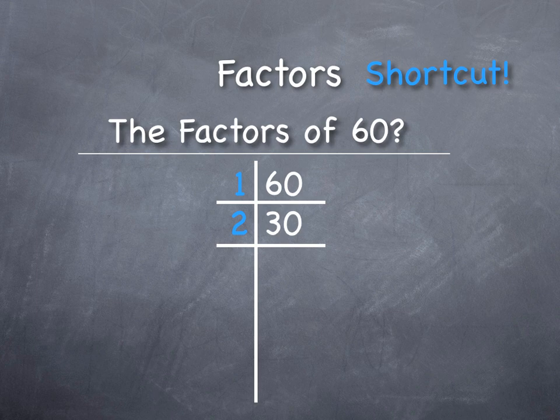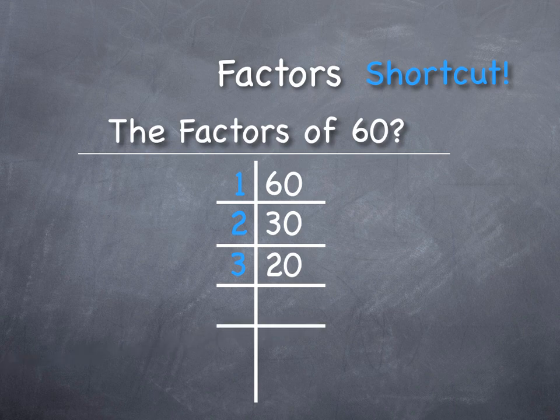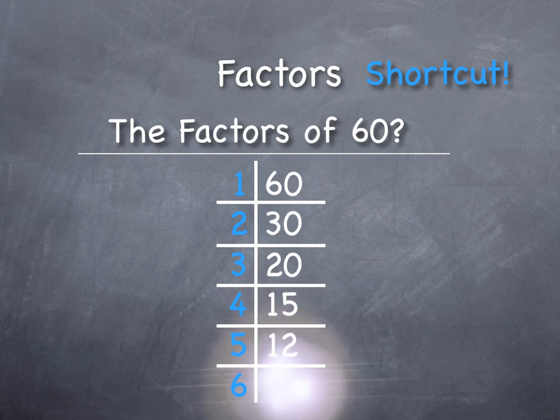After 2 is the number 3. Does 3 go into 60? Well, yes it does. So I write in the number 3. And 3 times 20 goes into 60. What about the number 4? Okay, I go on. 4 actually does go into 60. It's a little trickier. That goes in 15 times. I then move on to 5. 5 goes in 12 times. And then 6. 6 does go in 10 times.